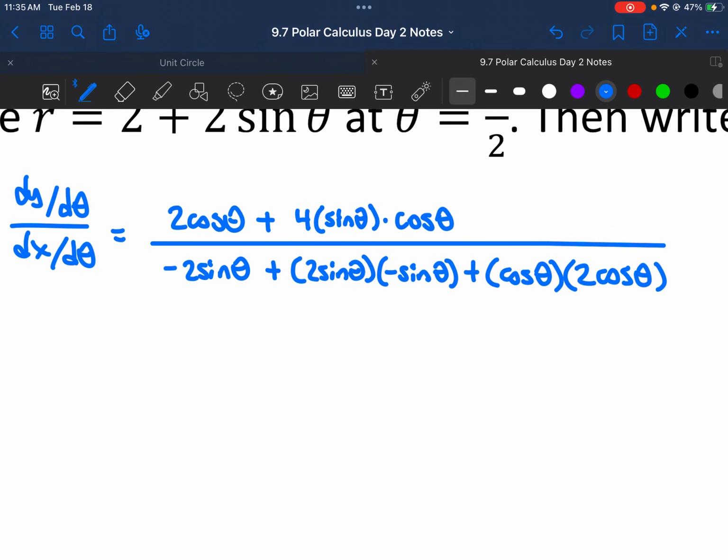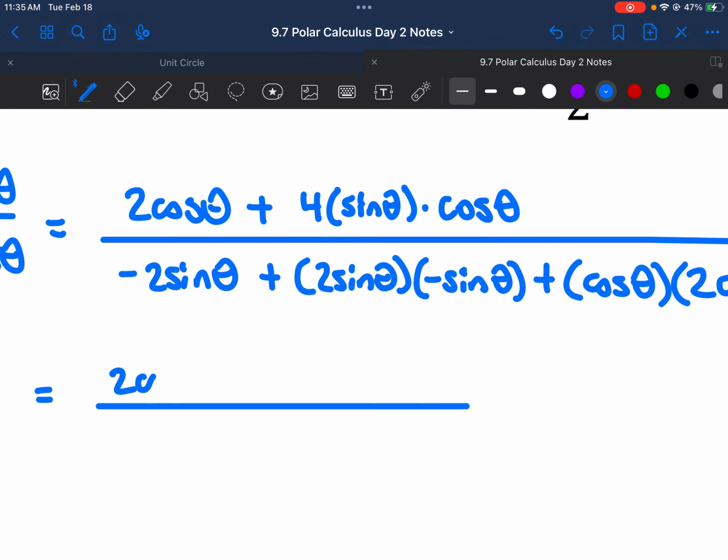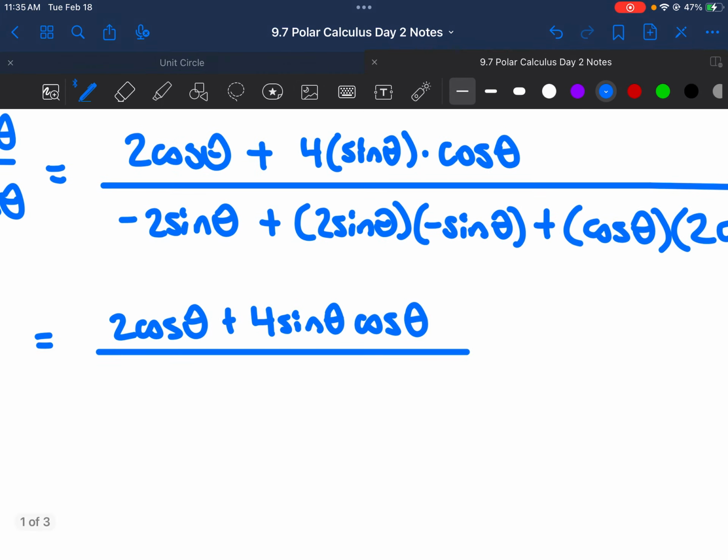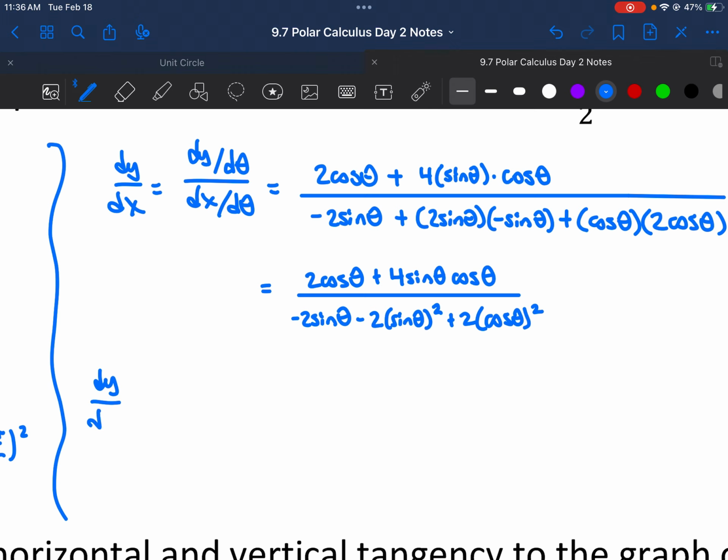You can clean this up a little bit if you want. Let's clean this up real quick. So on top, 2 cosine theta plus 4 sine theta cosine theta. On the bottom, negative 2 sine theta minus 2 sine of theta squared plus 2 cosine of theta squared. Now we want to find dy/dx such that theta equals pi over 2. This is going to be our slope at theta equals pi over 2.